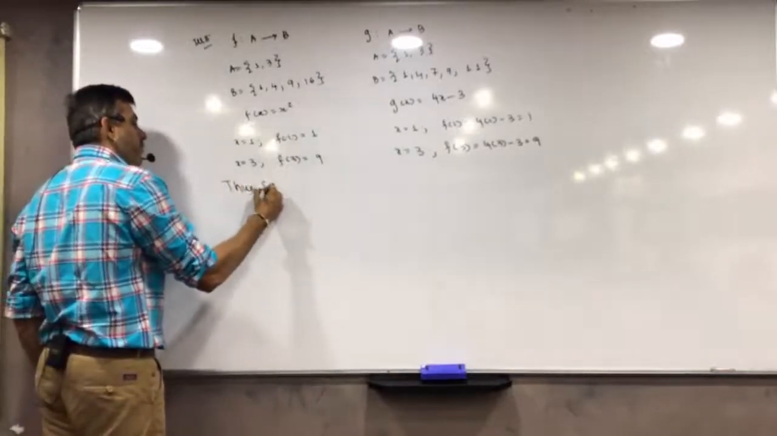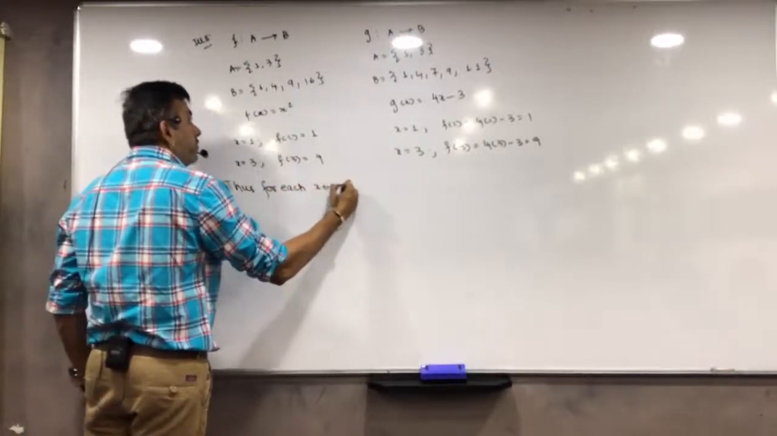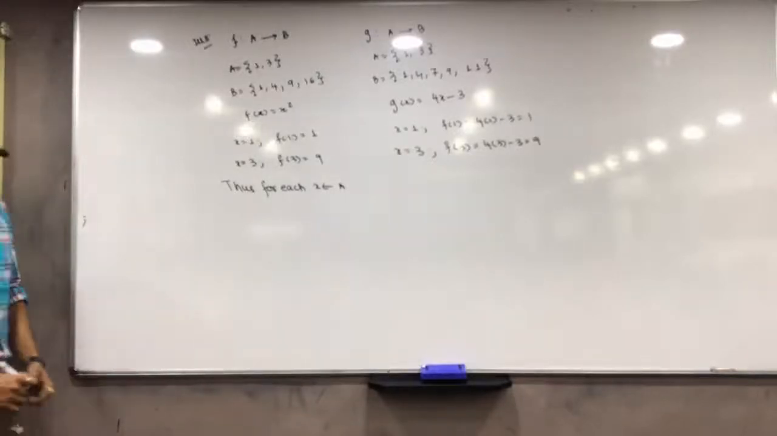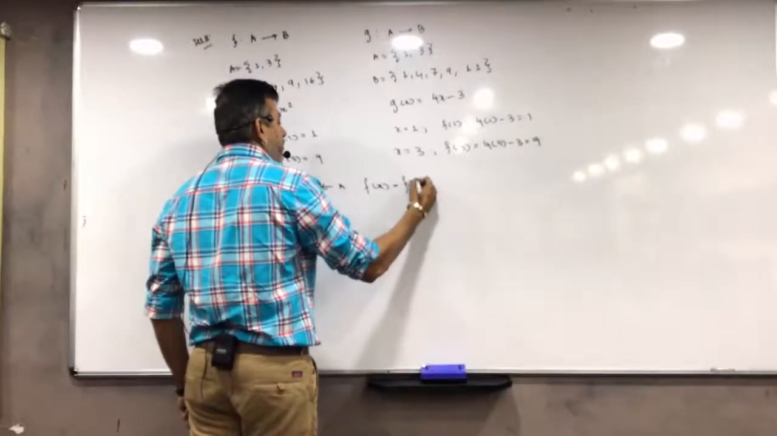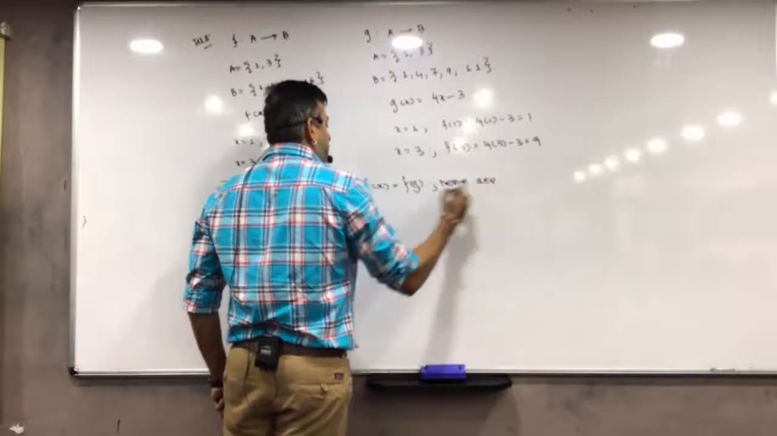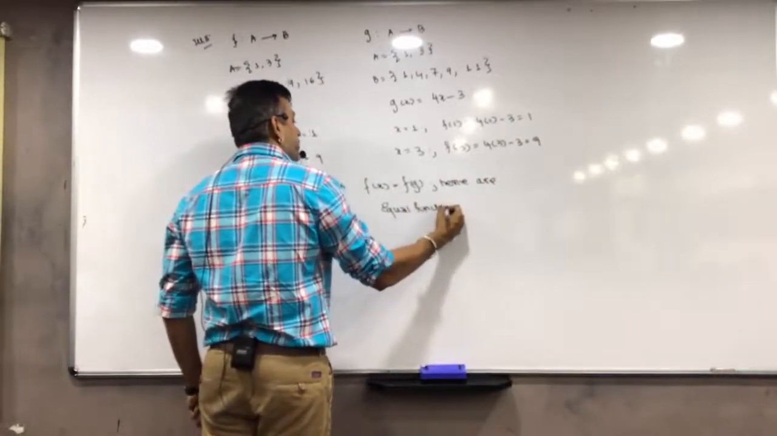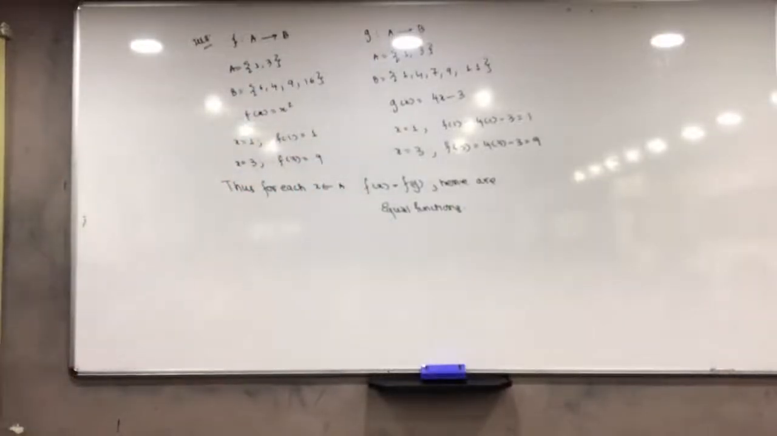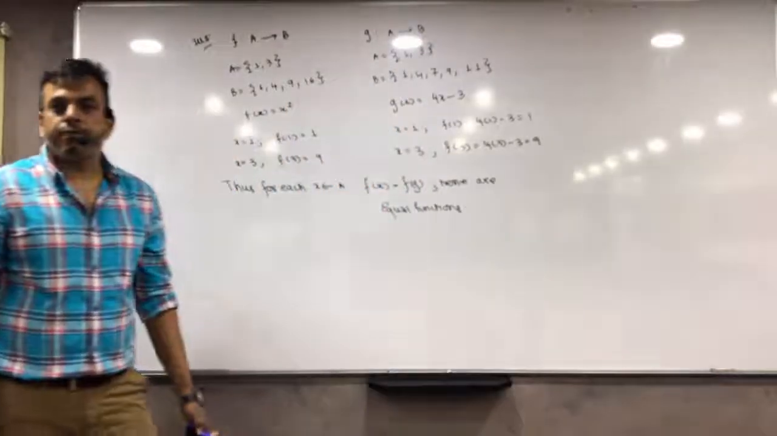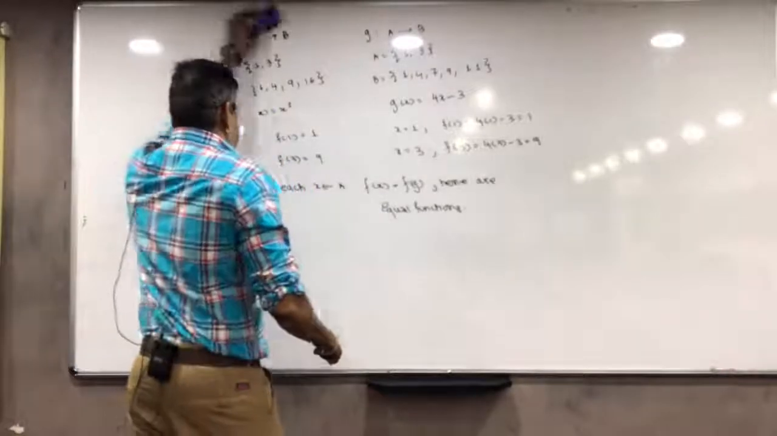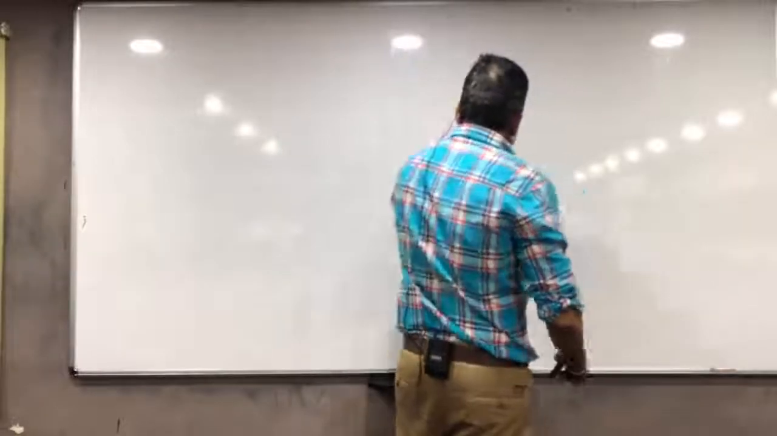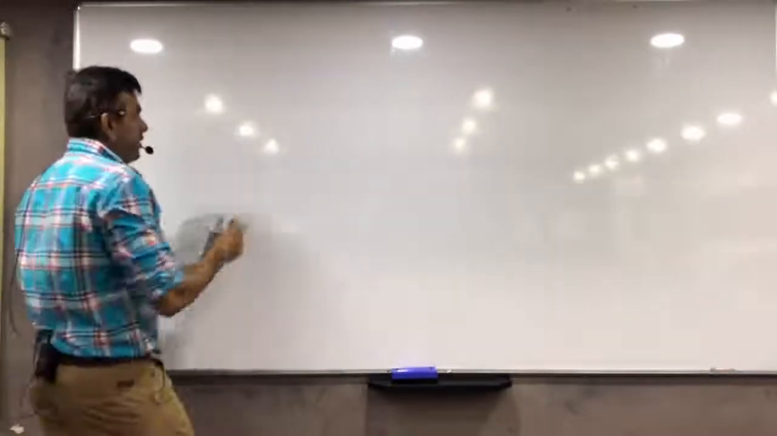Thus, for each x belongs to A, f of x is equal to g of x. Hence, f and g are equal functions. Only the function is changing, but the domain, codomain remains the same. Any doubt in this? Any doubt? Okay. Illustration 9.